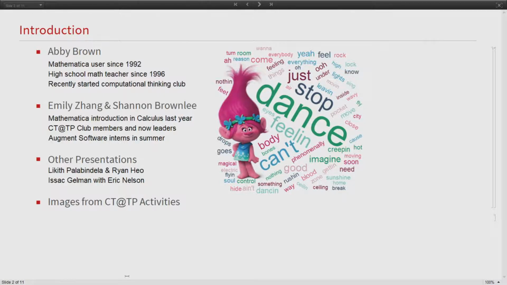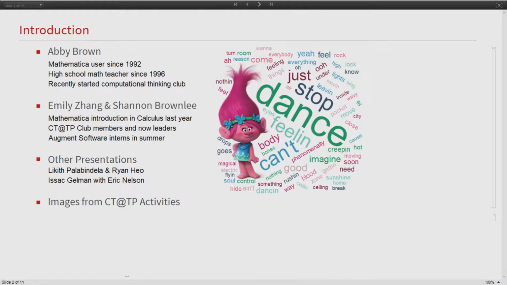Emily and Shannon are students who were in my calculus classes last year. They participated in a summer training program using the Wolfram language with Augment software, and now they are leaders within the club for other students. We have two other related presentations at the conference. Following this talk, Ryan Hio and Likith Palamandela will be talking about their Wolfram summer camp experiences. They are my students. And Isaac Gelman, who is a graduate who worked with me the last couple of years, will be speaking with Eric Nelson about the Augment software training this afternoon at 4:30 in this room.